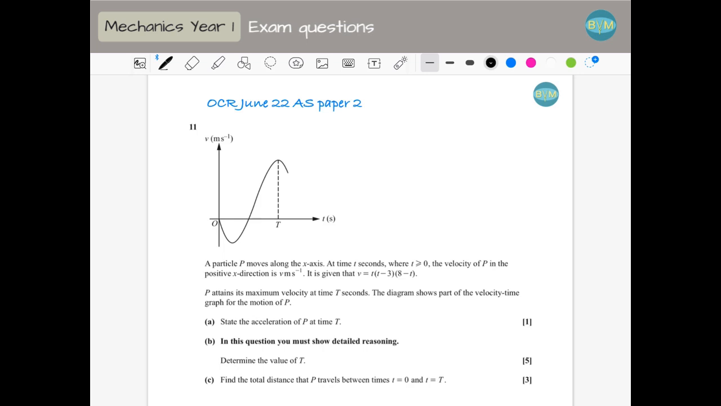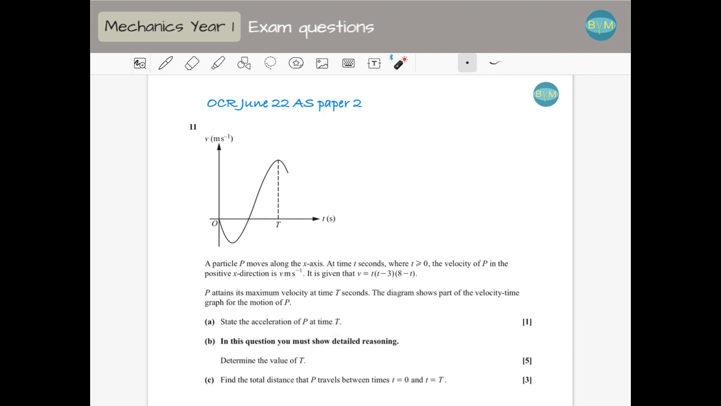Hello, this is question 11 on your OCR June 2022 AS paper 2. It's a mechanics question, a variable acceleration question. So you have a particle that is moving along the x-axis and the velocity is given by this function here, which is represented in the graph. So velocity against time. And the maximum velocity is when t is T, capital letter T. The diagram shows the graph and it says state the acceleration of P at time T.